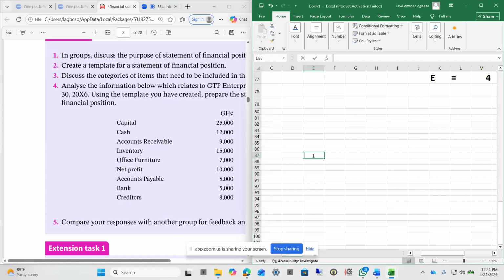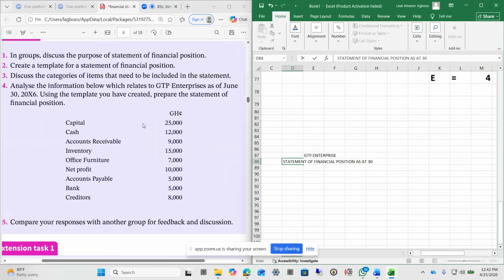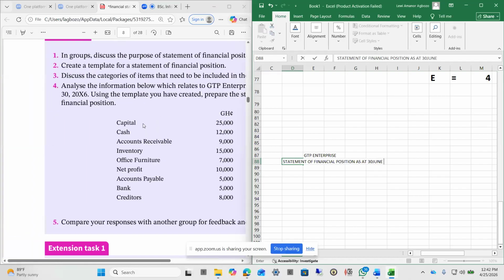We were given the name as what? GTP Enterprise. That's the name of the company, is that not it? So we prepare our statement of financial position as at, were we given a date? 30th June 20x6. Okay.